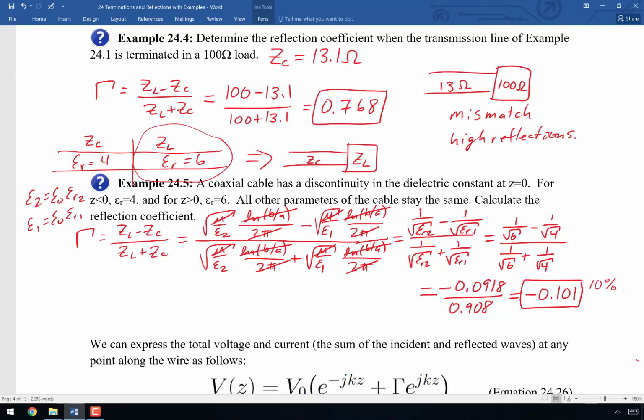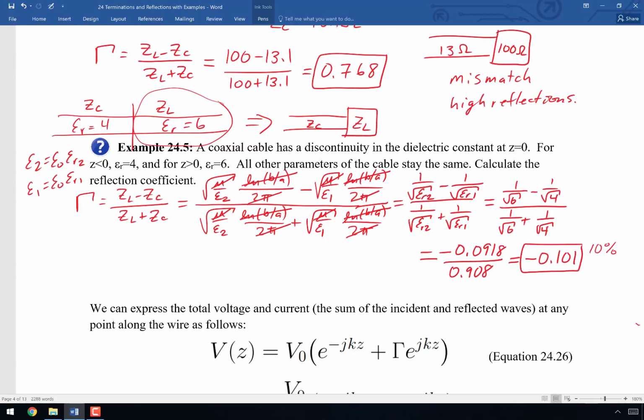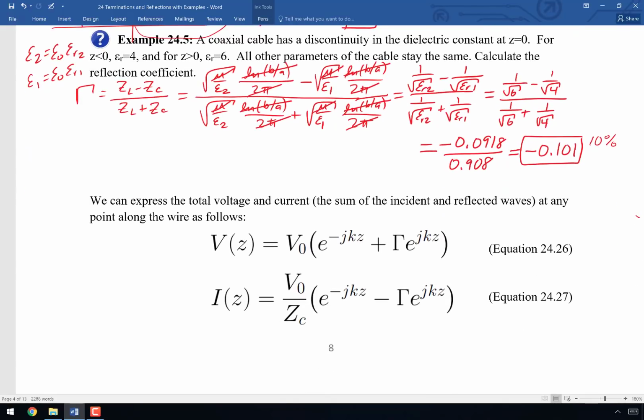The inner and outer radii stayed the same. There was a relatively minor change in the relative dielectric constant from 4 to 6. So yeah, I really wouldn't have expected very much change. And in fact, that matches what we found. Now we can express the total voltage and the total current in terms of gamma.